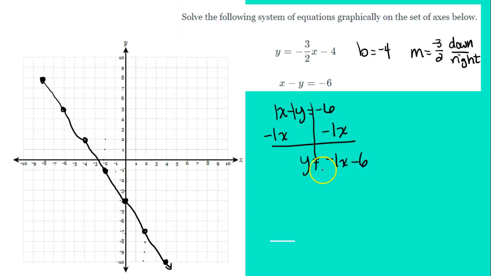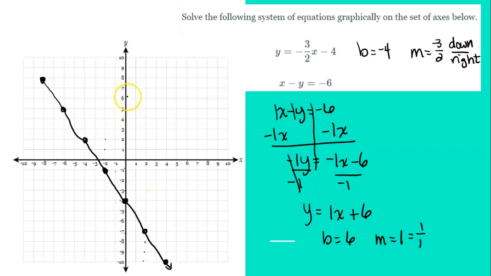I have an error here. What do you think that error is? Well, it's right here. That y should have been a negative 1 in front of it. In order to get rid of that negative 1, I can divide by negative 1. All that does is change the sign of everything. Negative 1 divided by negative 1 is positive 1. Negative 6 divided by negative 1 is positive 6. So my y-intercept is 6. My slope is 1. If I want to turn that into a fraction, it's 1 over 1. So I go up 6, and I go up 1 and over 1.